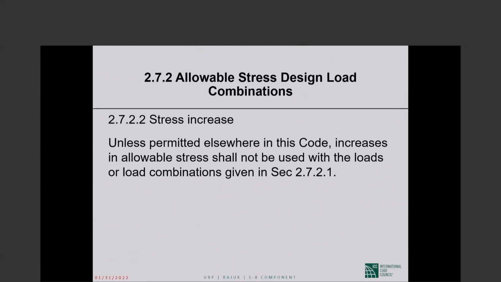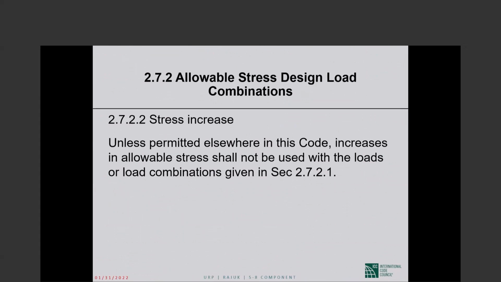It will come up in connection with strength design, right in chapter 2, and then just before the conclusion, the topic will come up again.